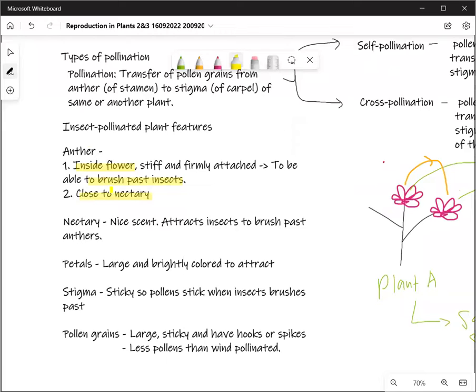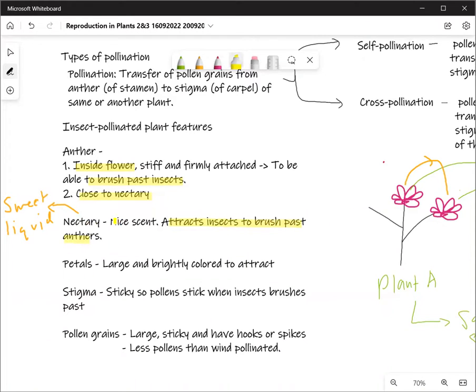Please write down the highlighted parts if you haven't already. Next, the nectary are the sweet liquid inside the flower, which attracts insects. Now, why does it do this? Why does it attract the insects? Because it attracts insects to brush past anthers.